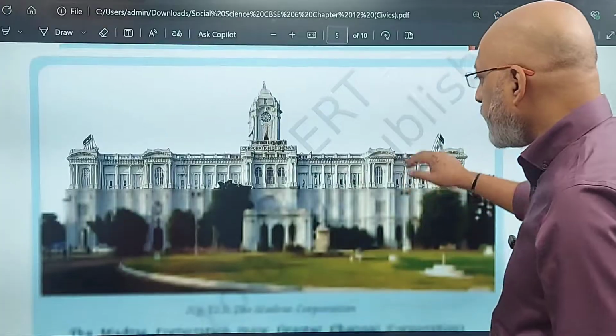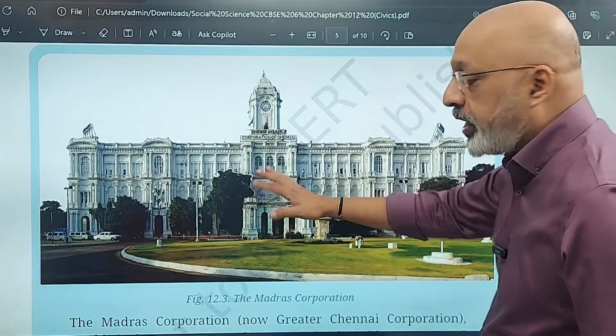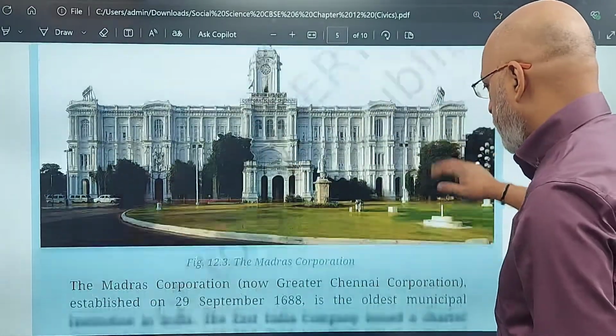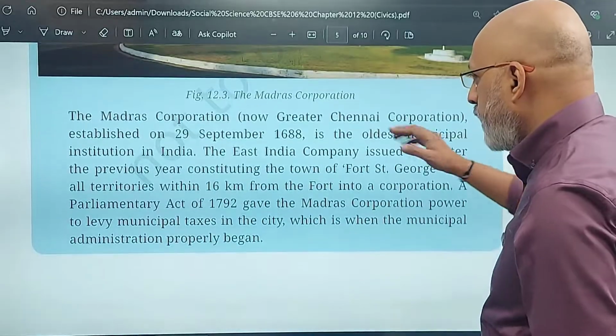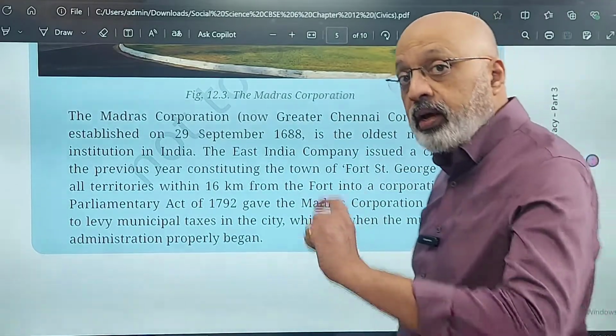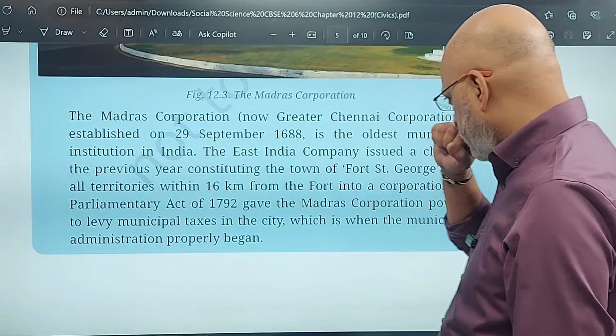Then तो ये क्वेश्चन आए तो आप लिख सकते हैं. This is the Chennai Corporation का office. Okay, very old building. The Madras Corporation, earlier Chennai का पुराना नाम था Madras.